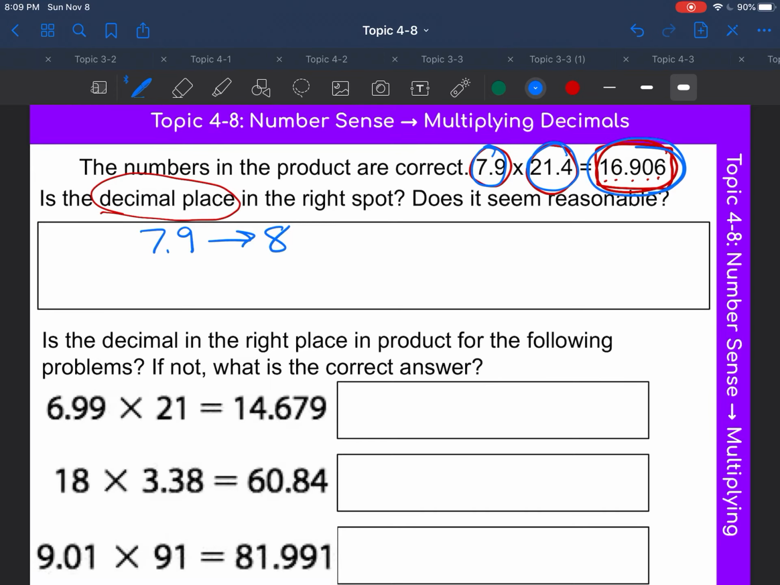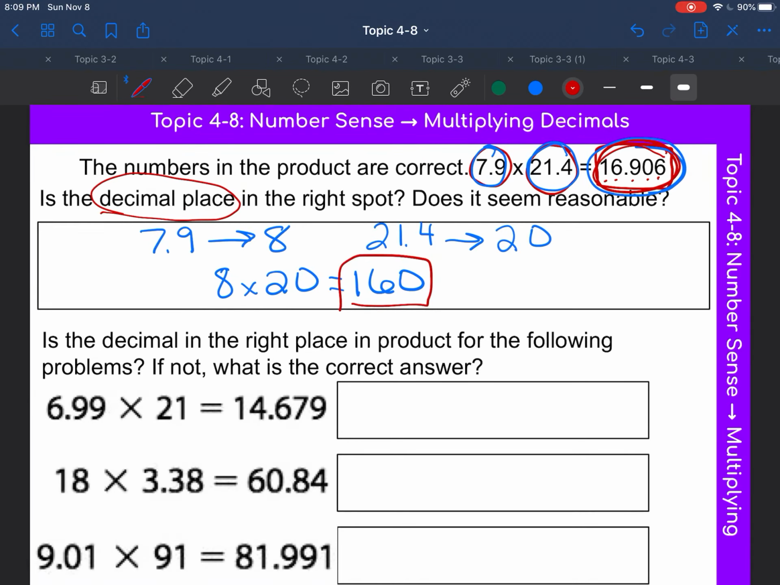I want to make it even easier. So what is 21 and 4/10 close to? It's close to 20. So I know what 8 times 20 is. 8 times 20 is 160. So when we estimated the product, we got 160. Does that seem reasonable, that we got 16 and 906 thousandths? It does not.